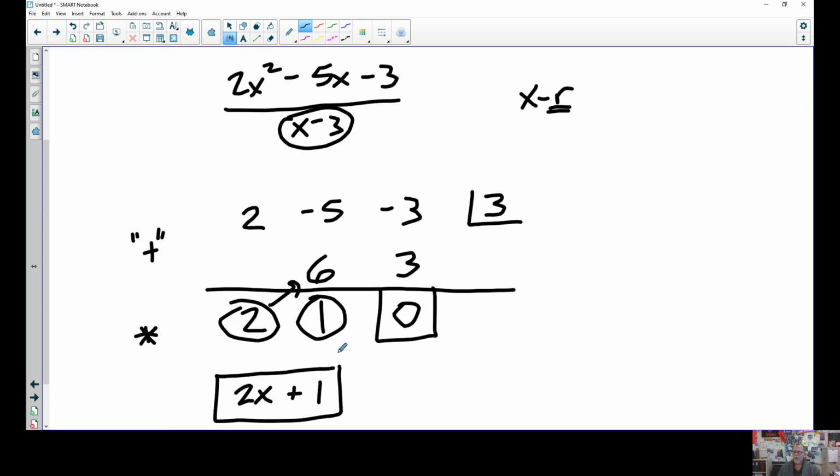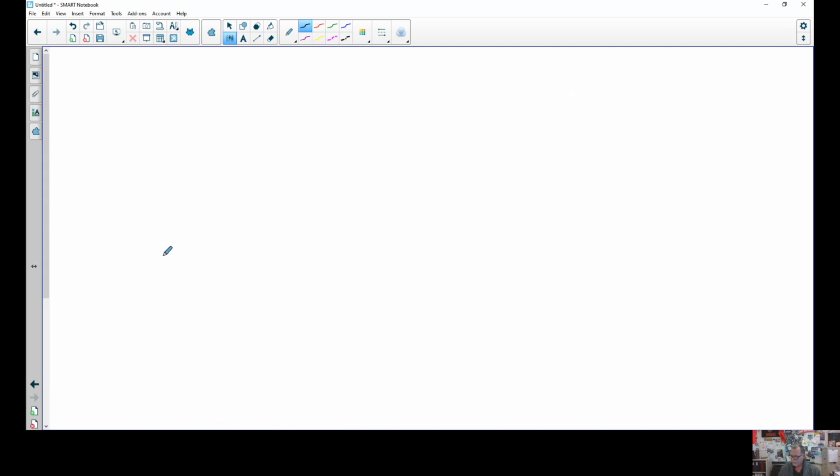All right, this is, again, a little gimmicky. You start out with all your coefficients and your root in the box, whatever makes that divisor 0. So now we add everything above, we get 2. We multiply everything below, we get 6. We add, multiply, add. We get our coefficients here. That tells us our quotient. This would be our solution. All right, let's do another one.